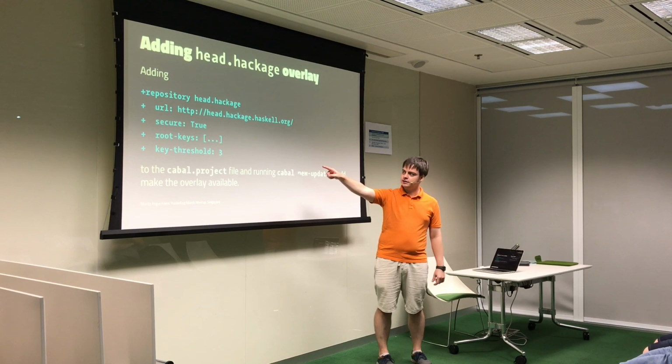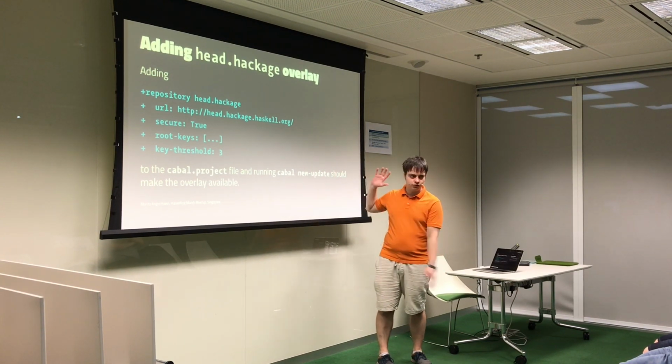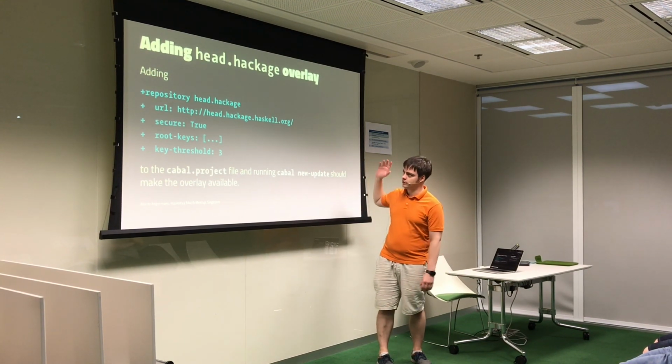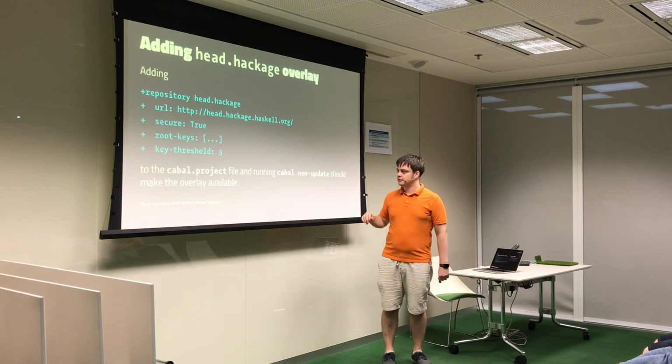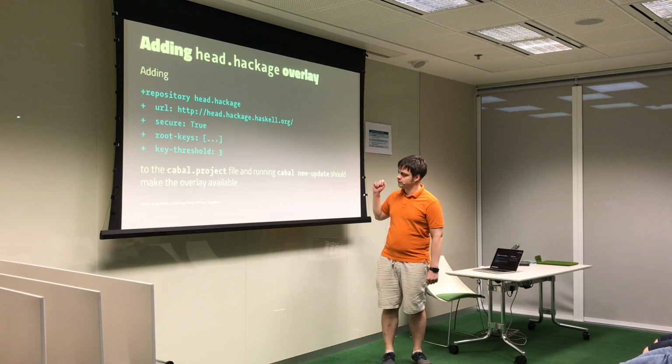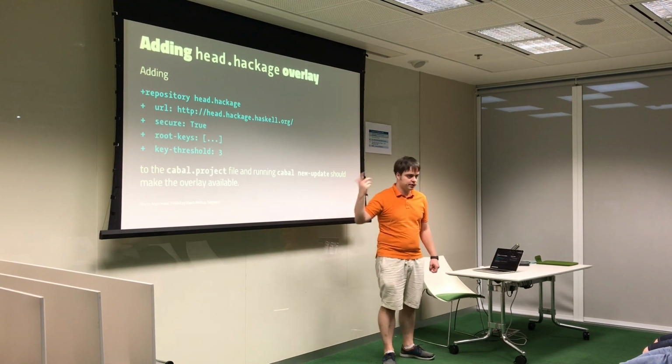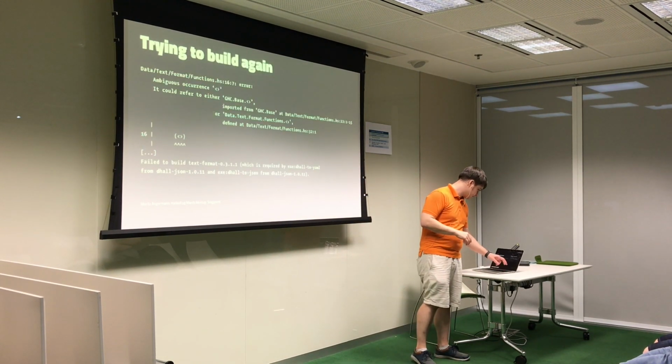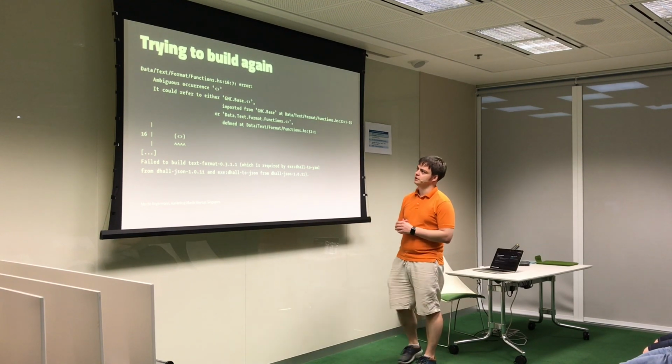There were the root keys, and the three dots are there. It's usually pretty long root keys, but I skipped them because otherwise the slide was unreadable. Okay, after we added that to our Cabal project file, we basically need cabal new-update, so we also get the new overlay index. And let's try to build again.